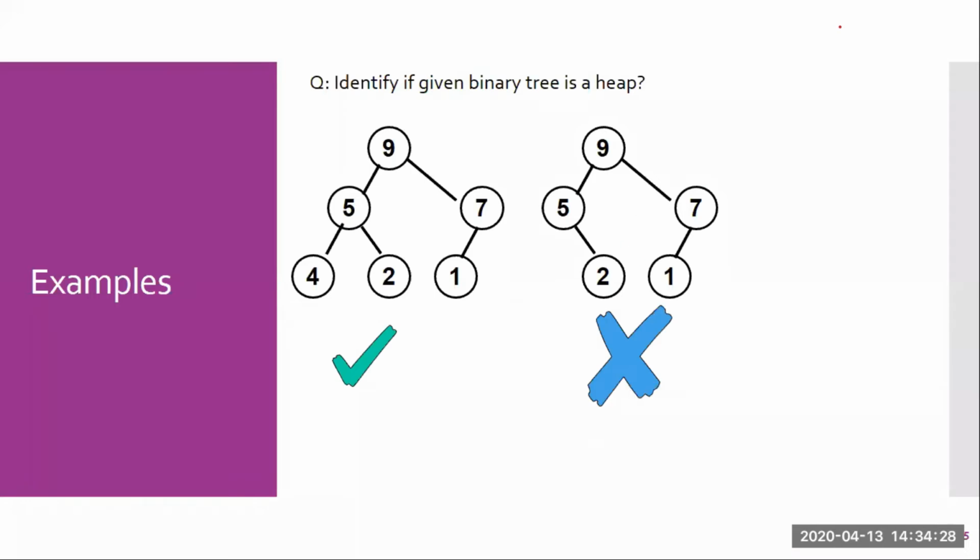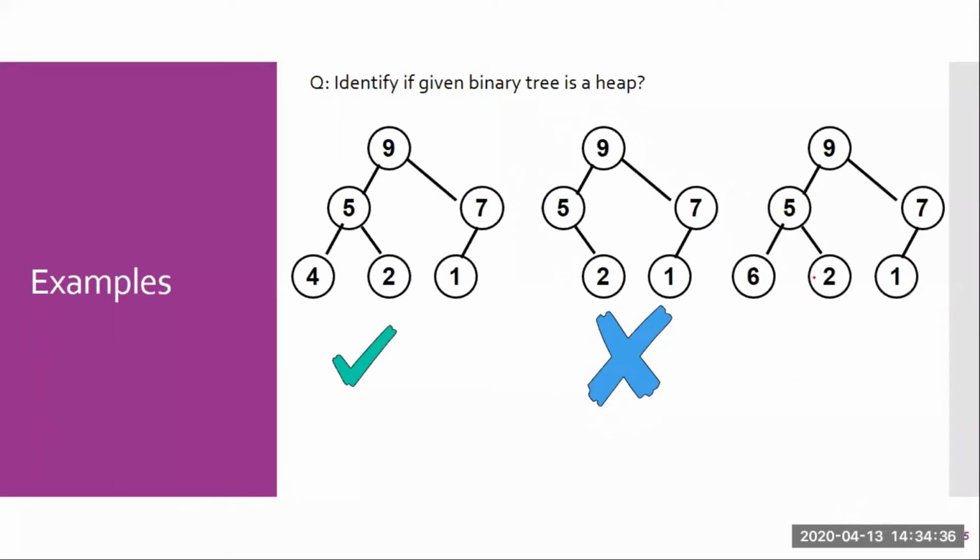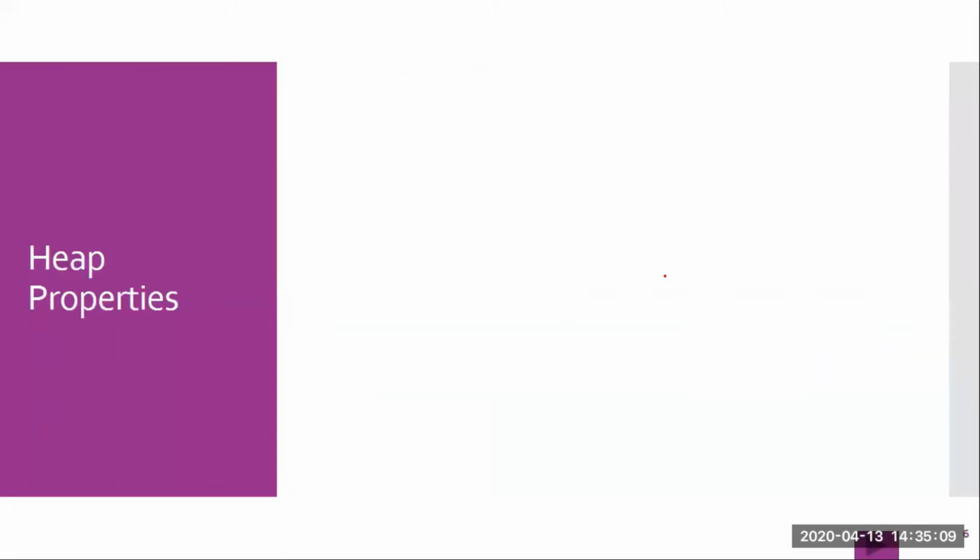Okay, I'll give you another graph. Let's see if you can tell me. Yeah, this one. No. Why not? Because 6 is greater than 5. So the parental dominance requirement is not met, and hence it is also not a heap. So you need to learn to observe carefully the values given to tell if it is a heap or not. Okay. That being said, there are different properties of a heap.